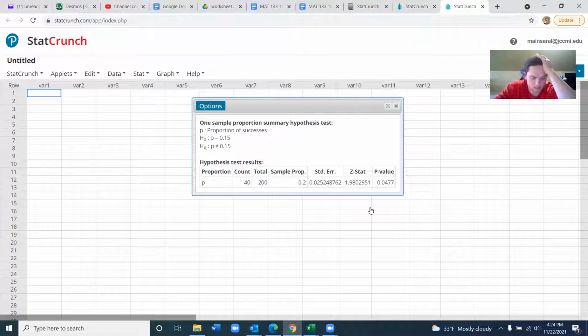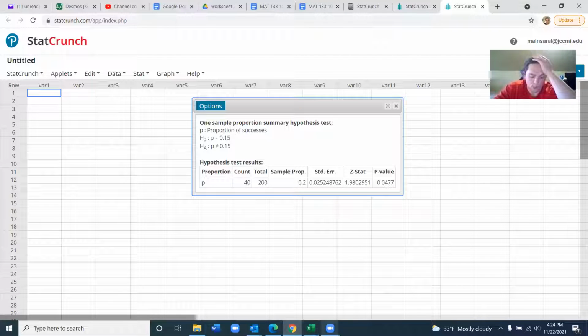I wanted to look at this one right here. Okay, so did everybody come up with the same value that I have there? Under the test statistic for letter C, we're going to put 1.98.